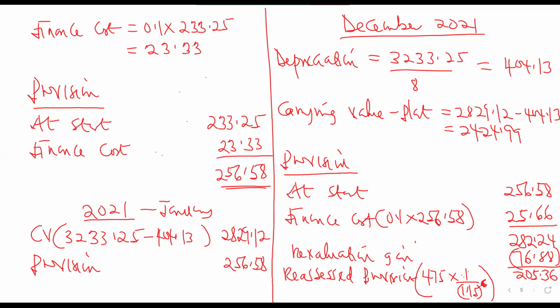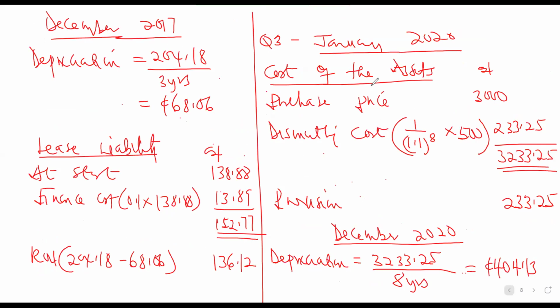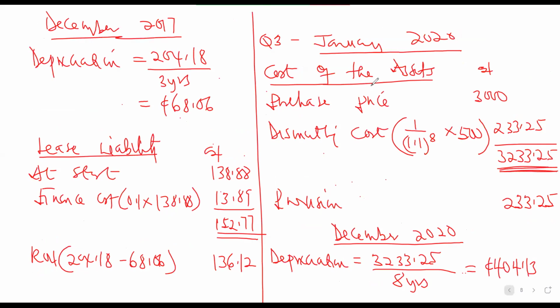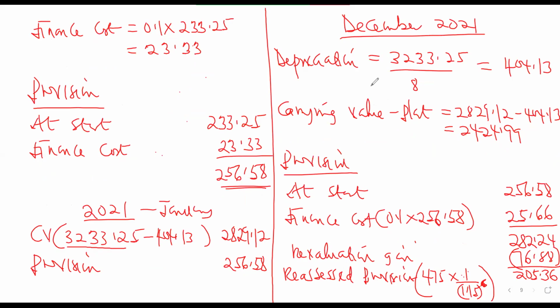The 24.99. Okay, it's just the value of the asset. The value of the asset at the start of the year was 3233. We have used the asset for 2 years, and the depreciation every year is 404.13. So if you want to find the carrying value of the asset, it will just be the cost minus the accumulated depreciation of 404.13 multiplied by 2. We have used the asset for 2 years. So the cost minus the accumulated depreciation for 2 years. That was how we got the 24.99. Okay. All right. I hope you are sorted now.